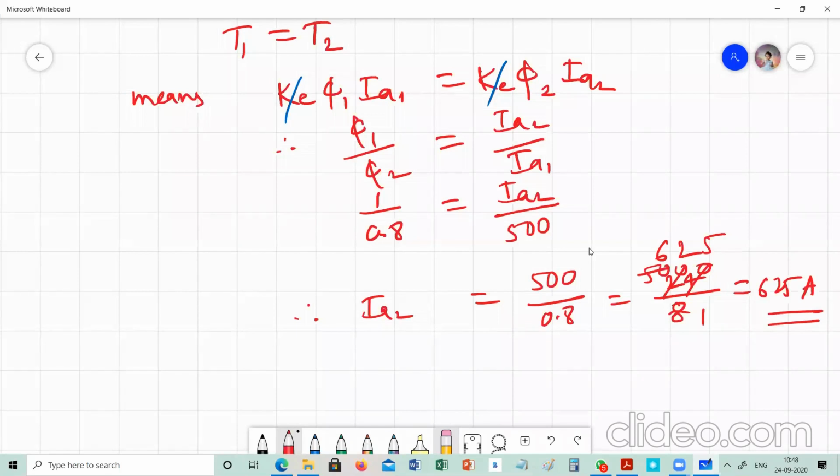Such problems can be solved using this equation. Most of the time, to calculate flux or armature current, the equation of torque is used, and to calculate speed, the equation of back EMF is used, EB1 by EB2.